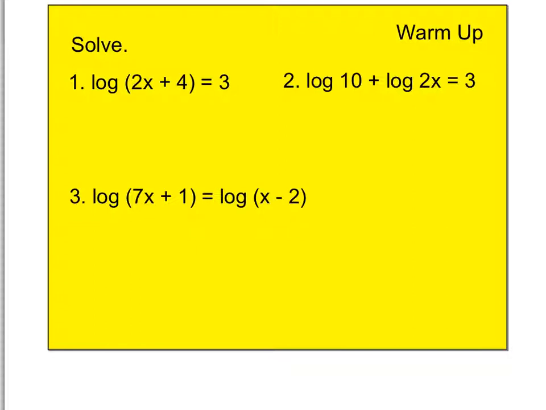These are the three methods we learned yesterday, just practicing one from each. Number one, it's written in log form, so we need to change it into exponential form, and we just have one log, so we can switch that immediately. The base, since there's none listed there, we know that it's a 10. Exponent's the 3, and that's equal to 2x plus 4. Well, 10 to the third, you should have gotten 1,000.